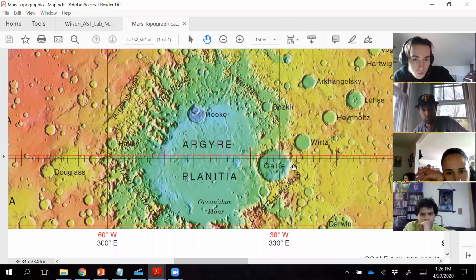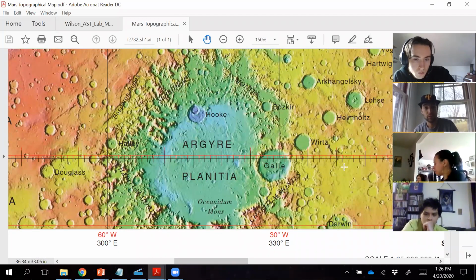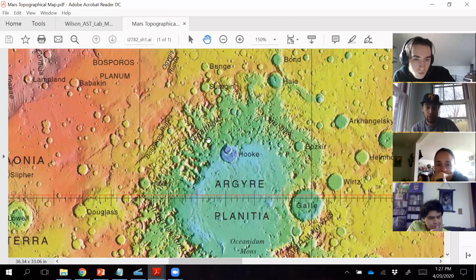Here's Gale Crater, where the Curiosity rover is currently located. And you might ask yourself why they would have chosen to drop their fancy rover in this place of all places on Earth. What does this stuff look like to you?